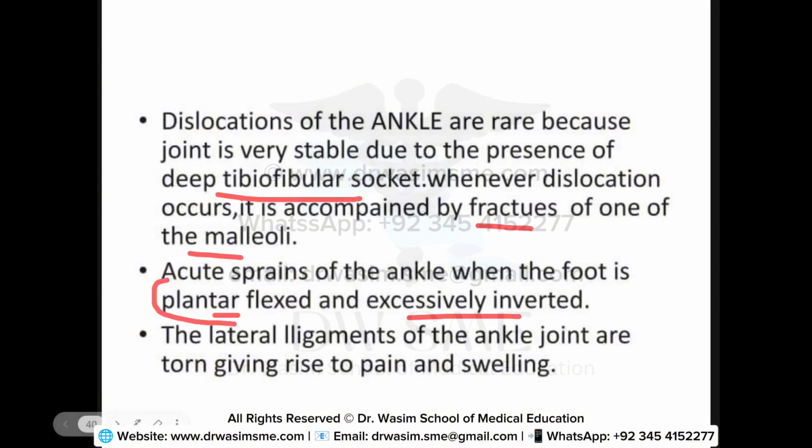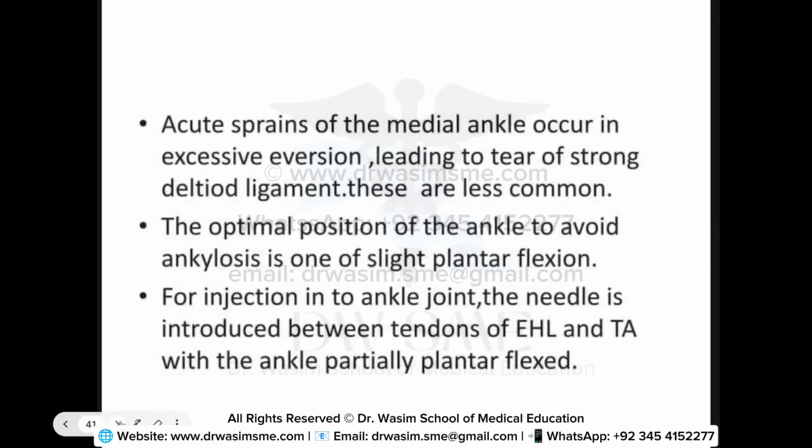You need to remember the mechanism for the sprain, because the more common injury to the ankle joint is the sprain, and this is the mechanism. Lateral ligaments are torn, giving rise to pain and swelling as well. Acute sprain of the medial ankle occurs in excessive eversion, leading to tear of the strong deltoid ligament.